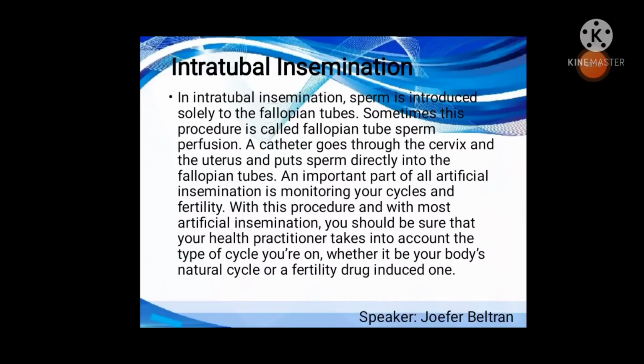Intratubal insemination. In intratubal insemination, sperm is introduced solely to the fallopian tube. Sometimes this procedure is called fallopian tube sperm perfusion. A catheter goes through the cervix and uterus and puts sperm directly into the fallopian tubes.